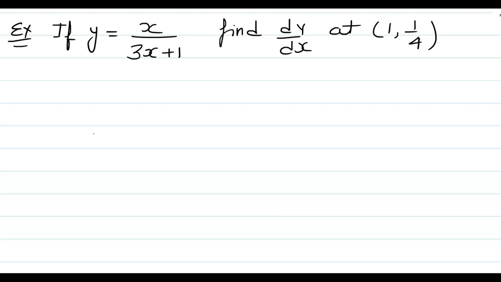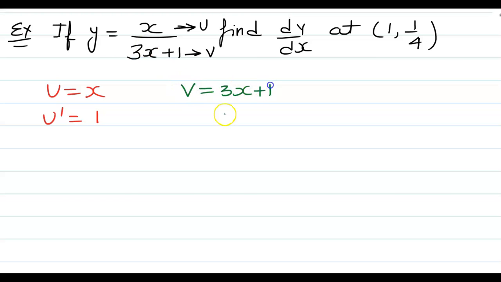If y equals x divided by 3x plus 1, find dy by dx at 1 over 4. So again, this will be u and this will be v. So let's write down u and v. u is x, u dash will be 1. Now v, what is v here? v is 3x plus 1 and v dash will be 3.